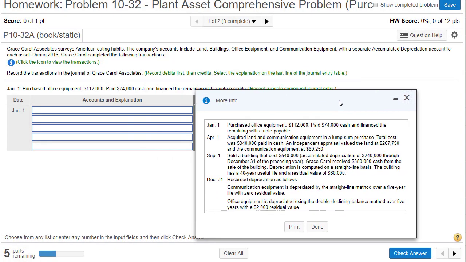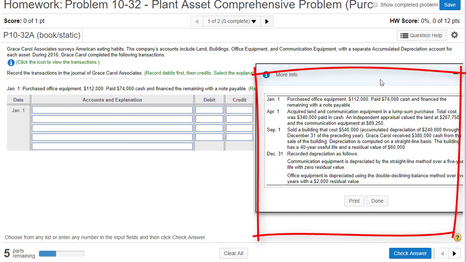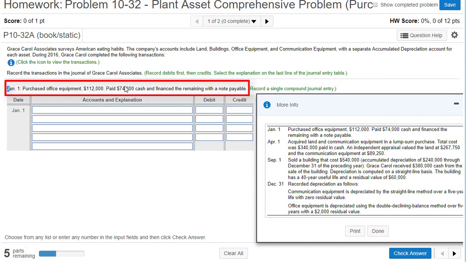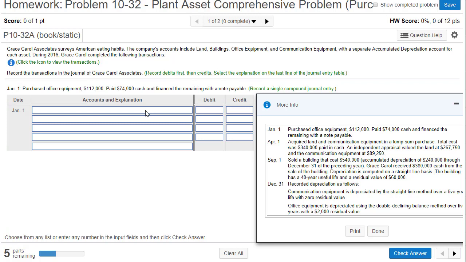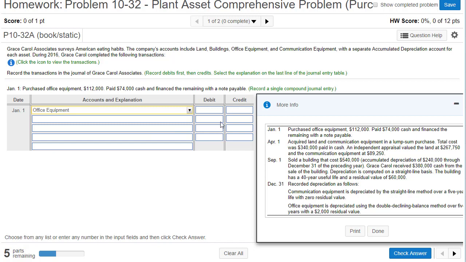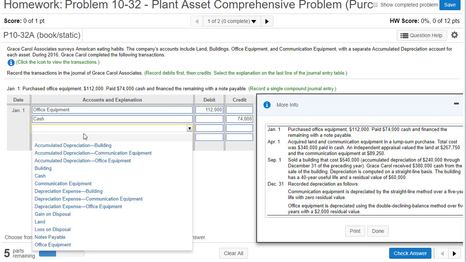So here's our transactions. On January 1st, our first transaction, we purchased office equipment for $112,000, paid $74,000 cash, and financed the remaining with a note payable. So we know we now have office equipment. That's a plant asset. It's going up, so we are going to debit that $112,000. And we know we paid cash, $74,000. And financed the remaining with a note payable.